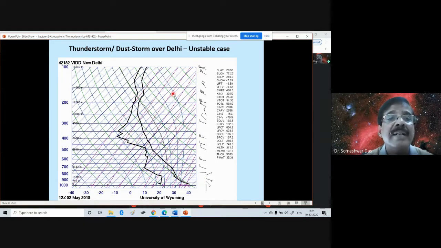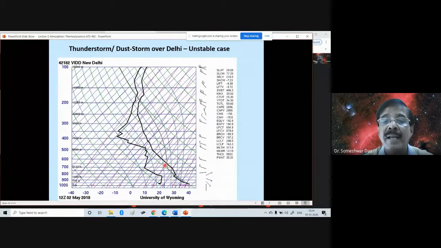It is not marked here, but it is supposed to be horizontal. And the slanted dashed lines are the mixing ratio lines. Okay, the constant mixing ratio lines. And here, these things indicate the wind speed and the wind direction in the vertical. Okay, the variation of wind speed and direction in the vertical, altitudinally, on this day.